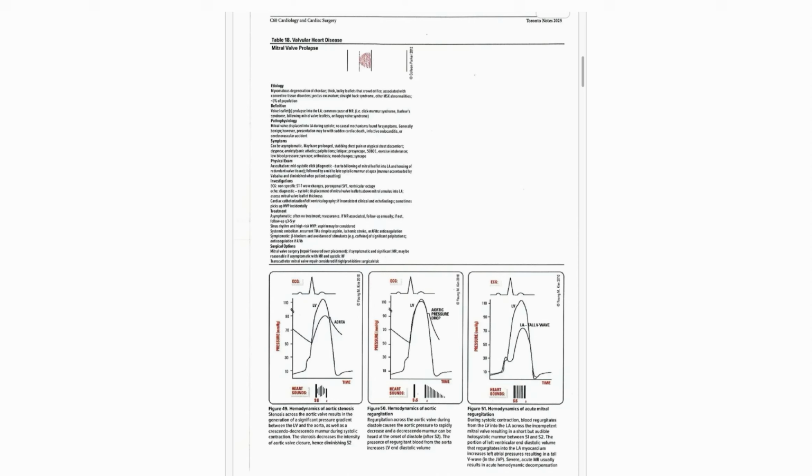The hemodynamic figures highlight three important pressure patterns: aortic stenosis, large LV to aorta systolic pressure gradient; aortic regurgitation, a rapid fall in aortic diastolic pressure with volume overload of the left ventricle; acute mitral regurgitation, marked left atrial V wave with elevated left atrial pressure leading to acute pulmonary congestion. This completes our discussion of mitral valve prolapse and the accompanying hemodynamic changes in valvular heart disease illustrated on this page.